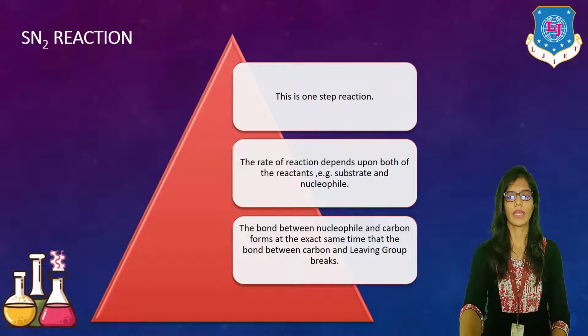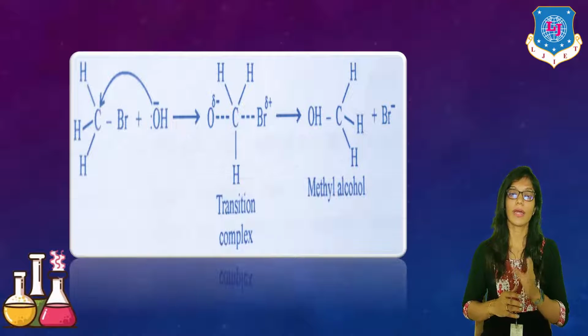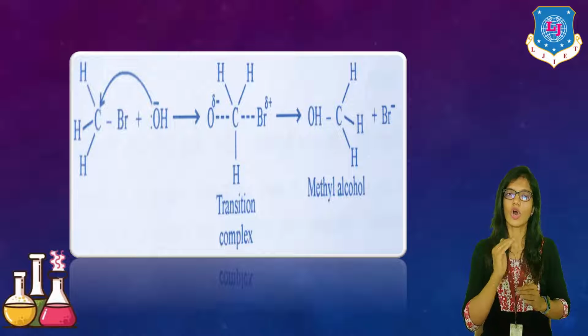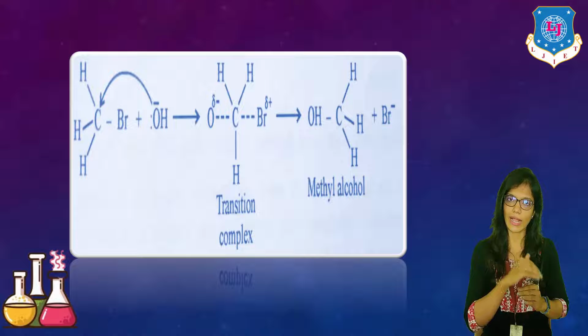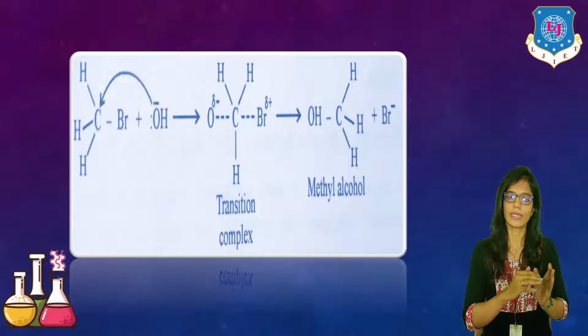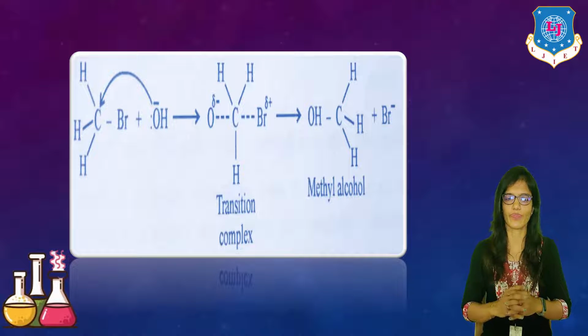Now as you can see in the image, what we will have is CH3Br plus OH minus. This OH minus is the nucleophile. It will attack our CH3Br, that is an alkyl halide, and what will happen there? Br will break away and leave the compound, and OH minus will attack and attach there.